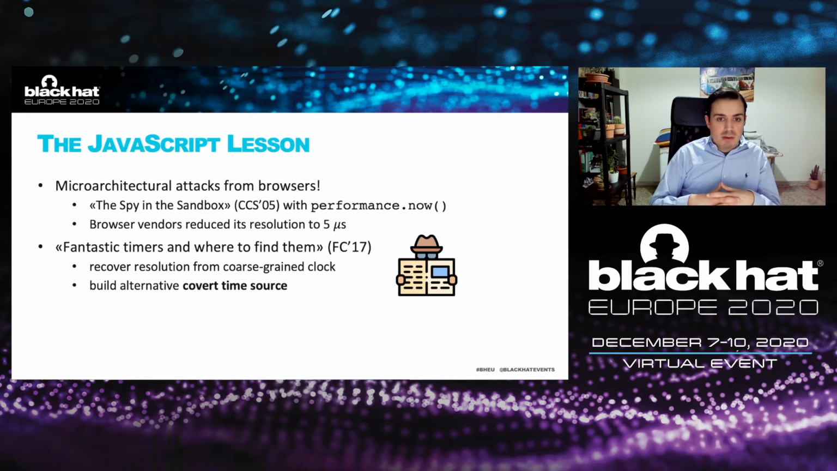We reduce the resolution. But researchers came up with two countermeasures. One was recovering resolution even from a crippled clock, and the other, which I will be using in this work, is to build your own time source. What do I mean by that?